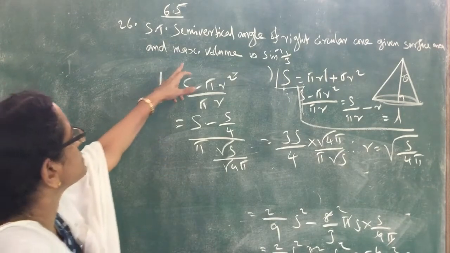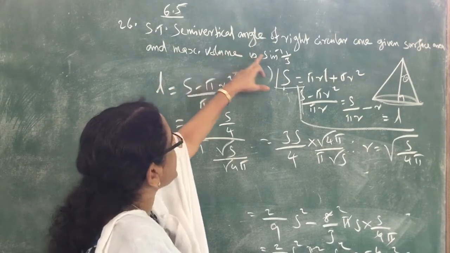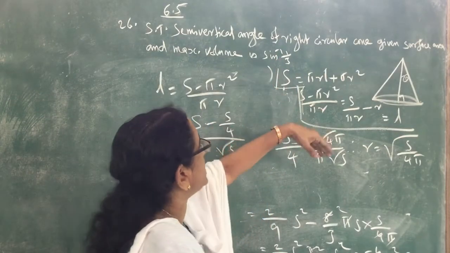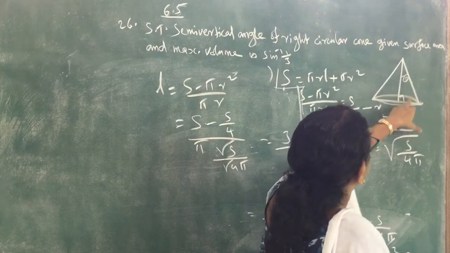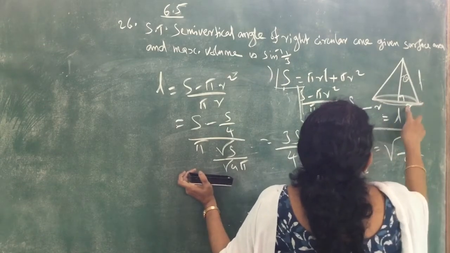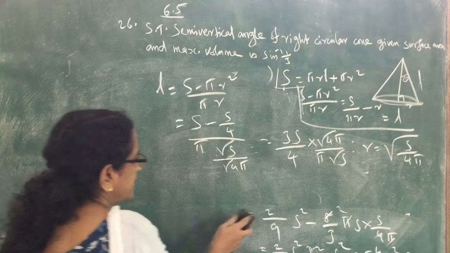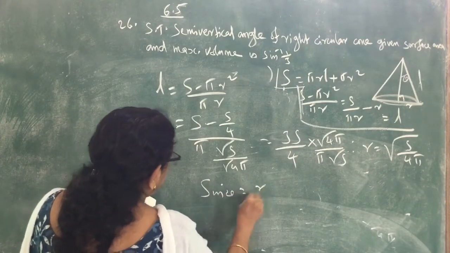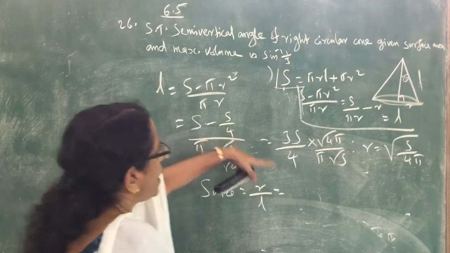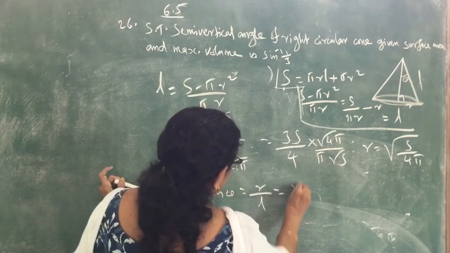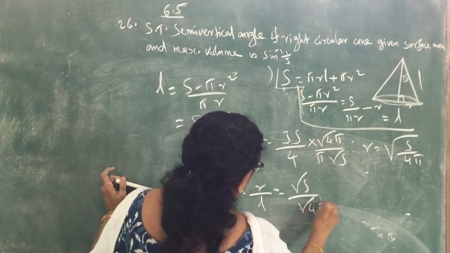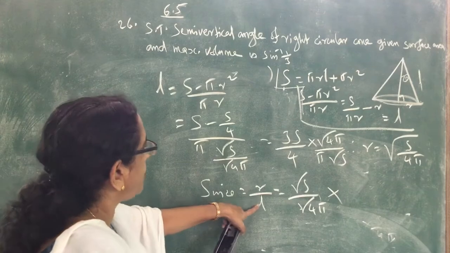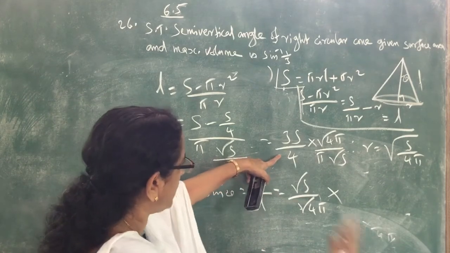Now what we have to prove is, for maximum volume, the semi-vertical angle is sin inverse 1 by 3. That is sin theta. We have to prove that sin theta equal to r by l. This is l. So we can find the sin theta. So sin theta equal to r by l. That is equal to r, and r is root of s by 4 pi. That is root s by root of 4 pi divided by l. So multiply by the reciprocal. Here l is this one.